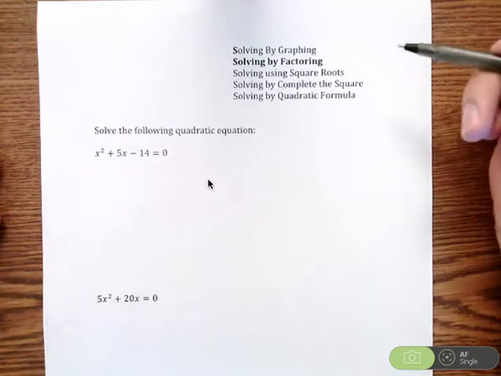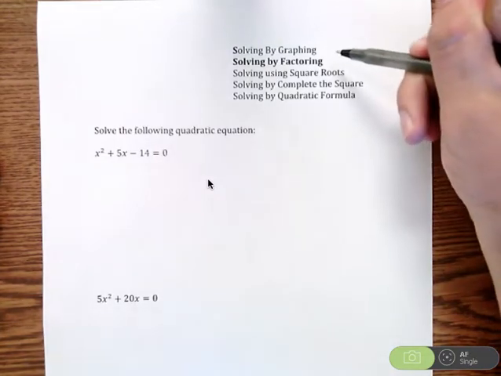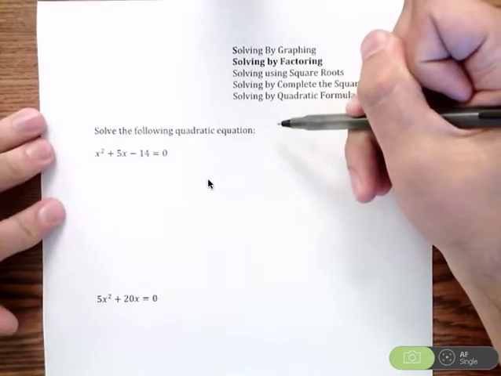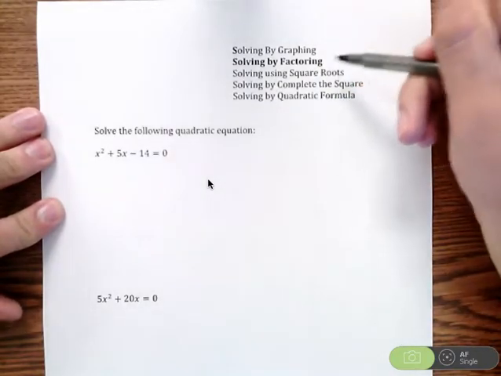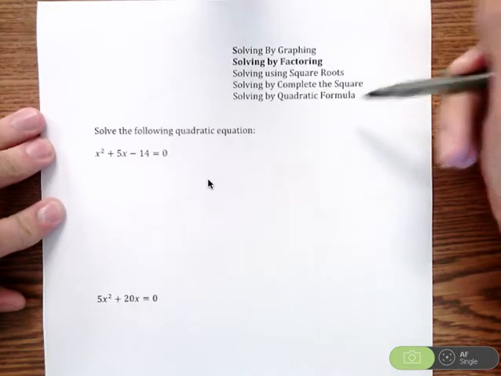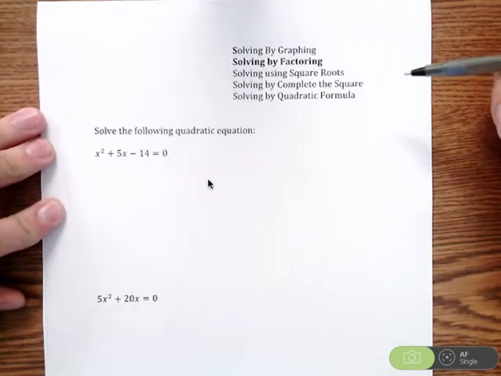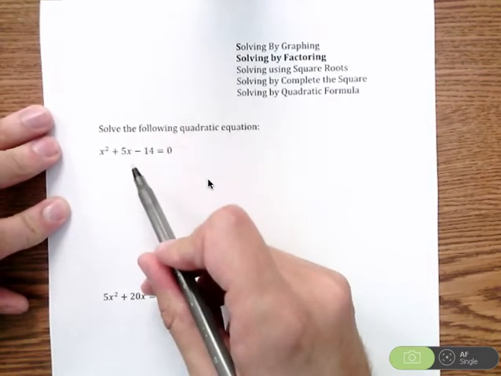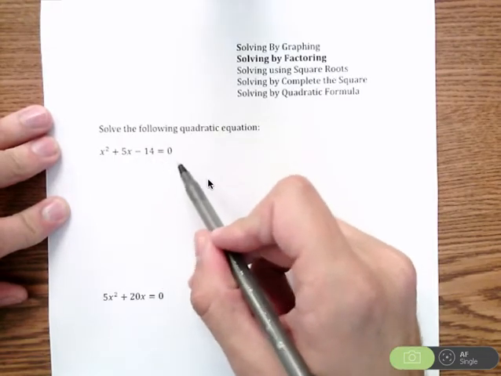All right, in this video, we're going to focus on solving quadratic equations by factoring. I'm going to go into why we want to solve by factoring rather than some of these other techniques and the important pieces of it. So this first problem, we have x squared plus 5x minus 14 equals 0.